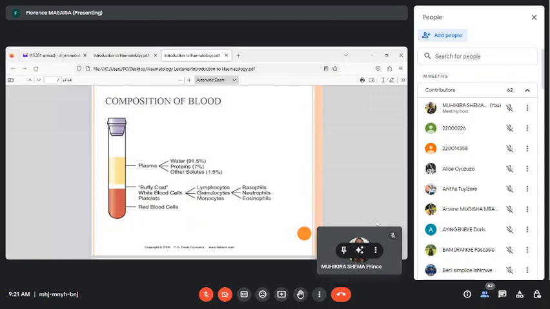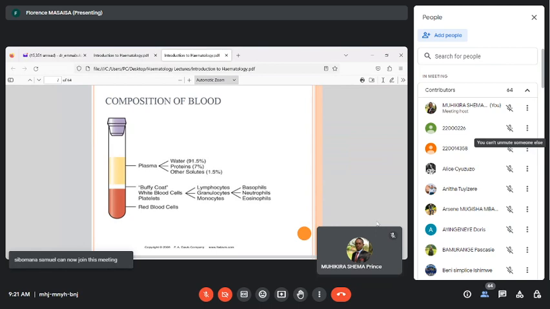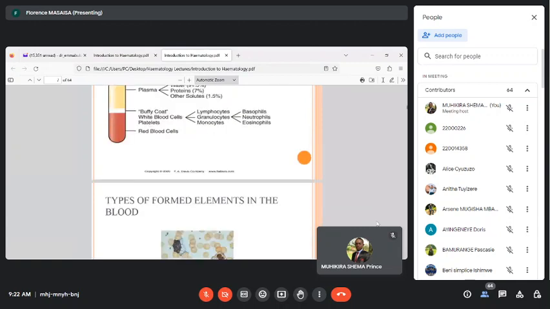Then among the white cells, we have the lymphocytes, granulocyte, as it has granules in the cytoplasm. We call them granulocyte. Then in the granulocyte, we have three types: basophil, neutrophil, and eosinophil. This is the image of the tube when you get centrifugation by separating the blood components.